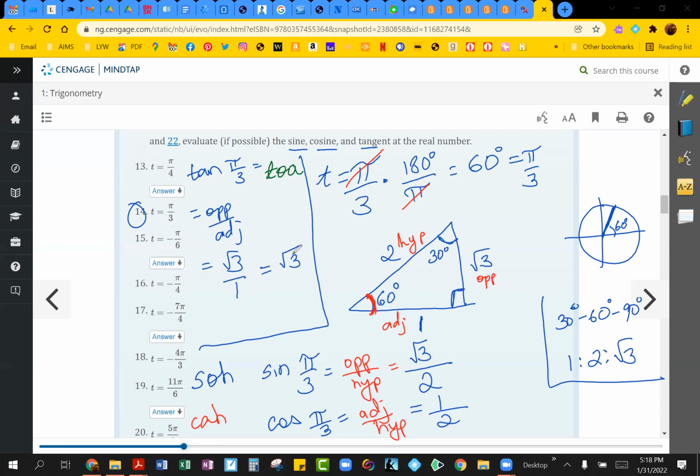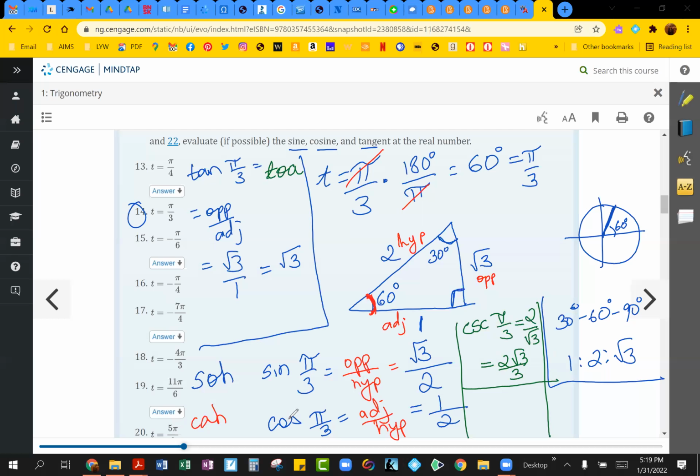So even though they didn't ask us for this, I'm just going to show you what those other three functions look like. So remember, for sine, the reciprocal function is cosecant. So if you had to do cosecant for that same angle pi over 3, you would do the reciprocal of the sine function. So this would be 2 divided by square root of 3. When you rationalize this denominator, you would end up with 2 square root of 3 over 3. So this would be your cosecant function.